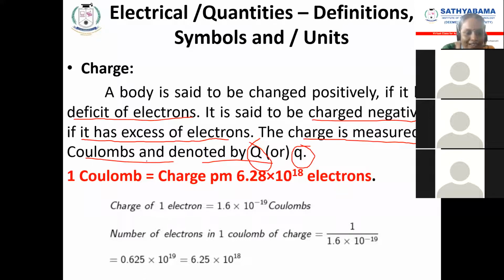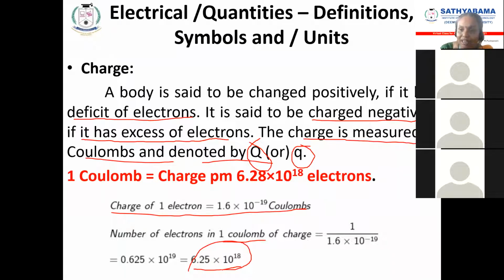Here I am defining charge. The charge of one electron is 1.6 into 10 power minus 19 coulomb. Charge unit is coulomb, so how many electrons are in 1 coulomb? 1 coulomb is equal to 6.25 into 10 power 18 electrons. You should always remember that.